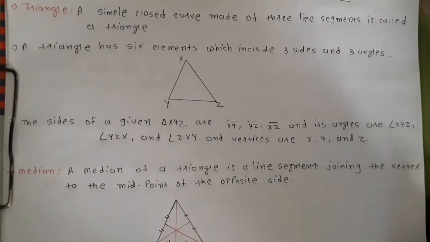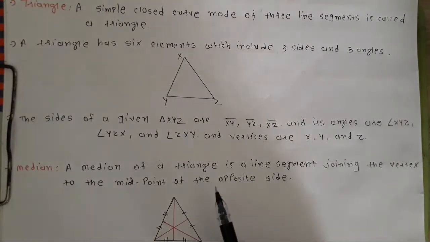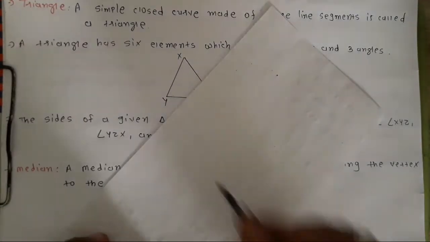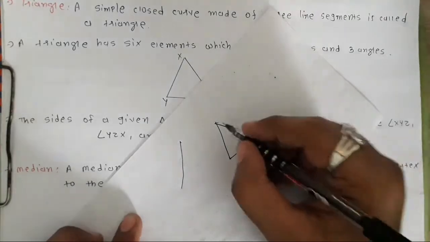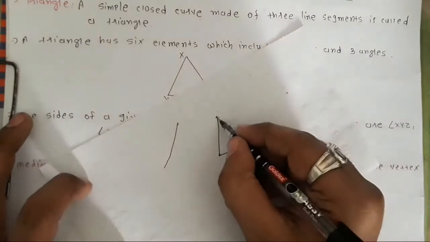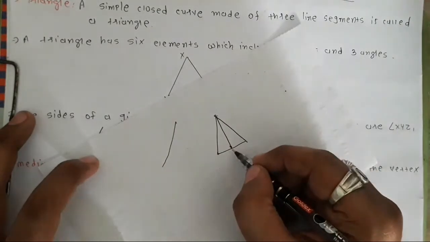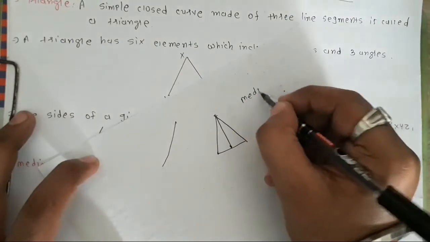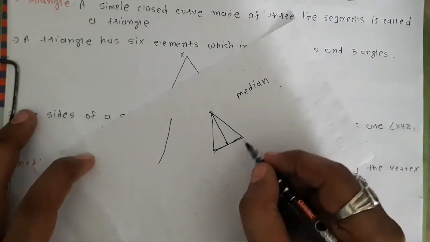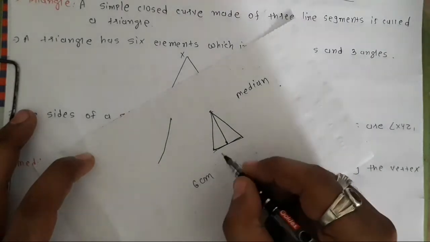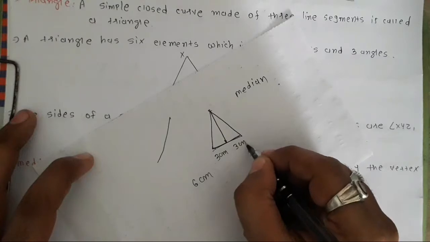Now the next topic is median. What is a median? A median of a triangle is a line segment joining the vertex to the midpoint of the opposite side. Now for example, in this triangle, if from a vertex I draw a particular line segment, this line segment is called a median. This median will divide this line into two equal parts. For example, suppose this line is 6 centimeters. Now this median will divide this line into two parts, this one will be 3 centimeters and this one will be 3 centimeters.